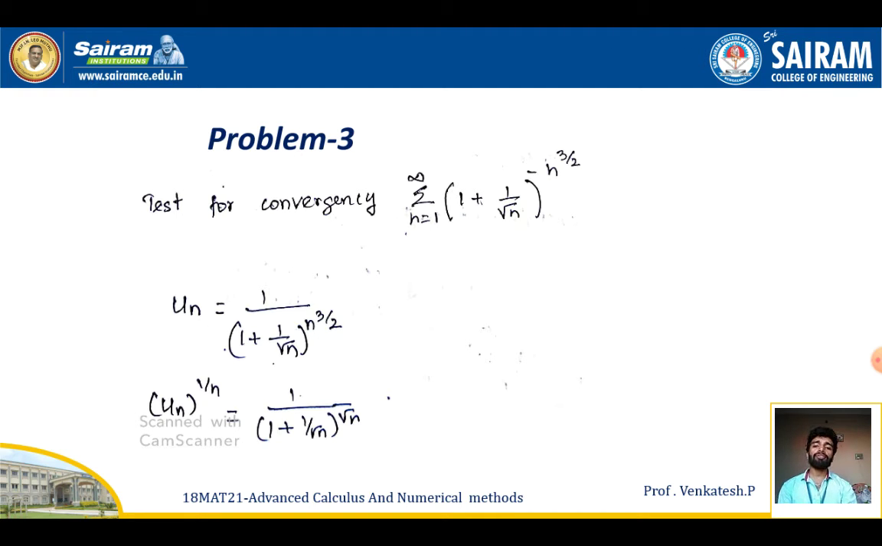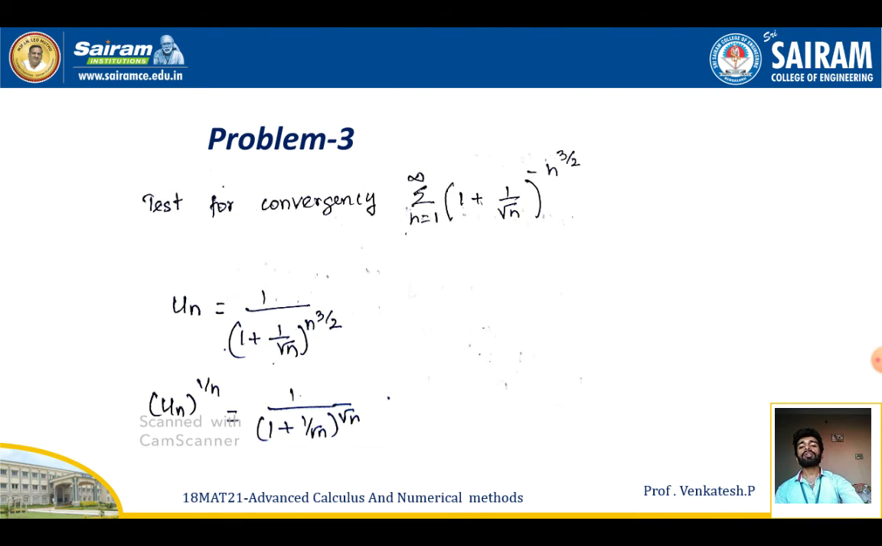So take the function first. Un is equal to 1 by (1 + 1/root n) whole power n power 3 by 2, I am taking. Since the power is negative, I am shifting the function to the denominator. So applying un power 1 by n on both sides of the equation, I will get 1 by (1 + 1/root n) whole power root n, since on applying the whole power 1 by n to n power 3 by 2, it will be equal to root n.